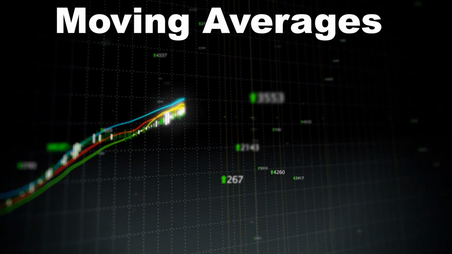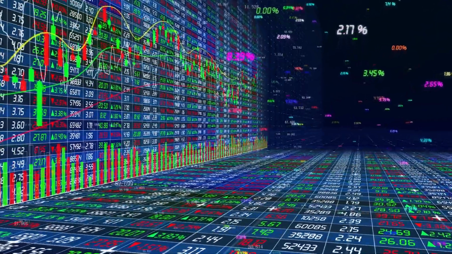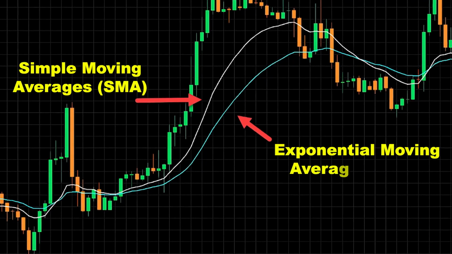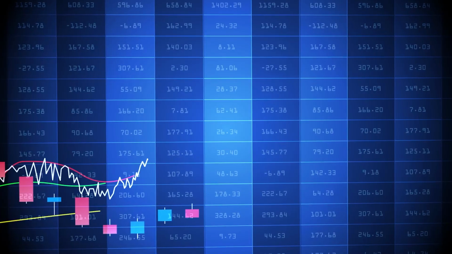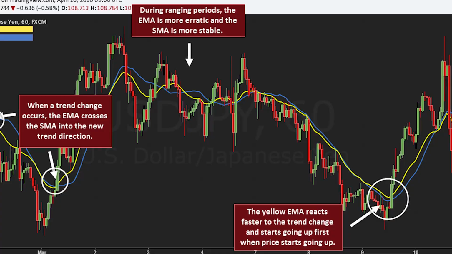Moving average smooths out price data to create a single flowing line. This line helps identify the direction of the current trend over a specific period. There are different types of moving averages, such as simple moving average, SMA, and exponential moving average, EMA. They are useful for identifying trends and potential reversal points. Imagine them as the GPS for your trading journey.